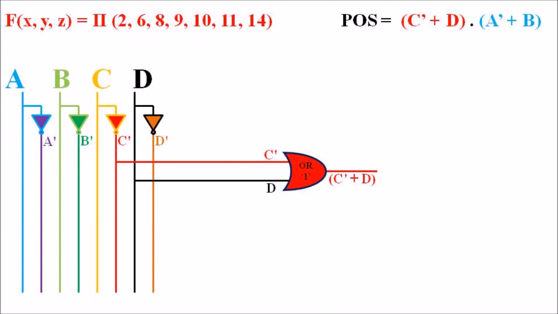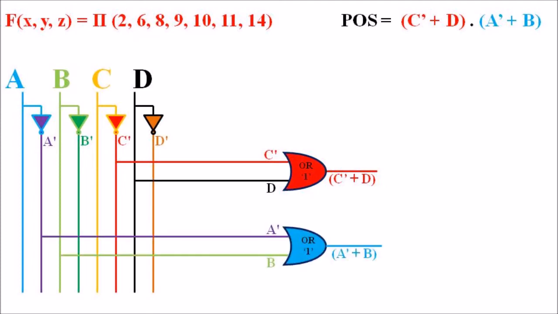So the second term is A bar plus B. So we have to use the second OR gate. The input of the second OR gate is A bar, which is represented in purple color, and the second input is B, which is represented in light green color. So we are providing these two inputs into the OR gate, and the output of this OR gate will be A bar plus B.